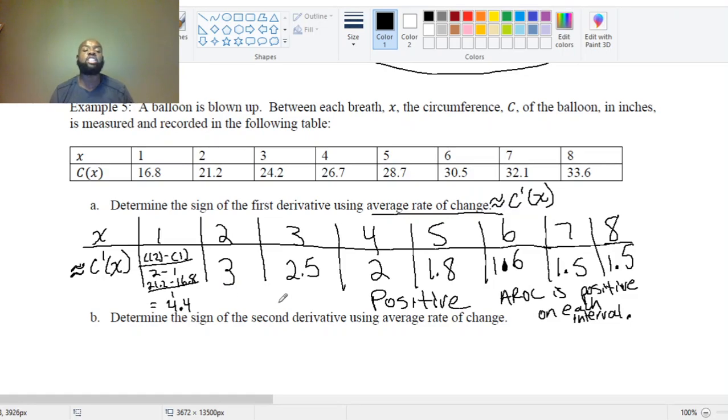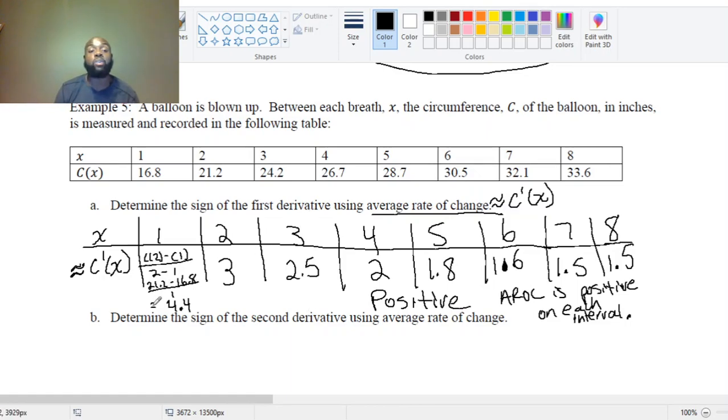In part B, it says determine the sign of the second derivative using average rate of change. And that's why I really did this chart here using average rate of change. Because if I know an estimate for the derivative at each of those points, the 4.4, the 3, the 2.5, and I want to know something about the second derivative, all I have to do is look at whether the first derivative is increasing, decreasing, or neither, in order to tell me whether my second derivative is positive, negative, or 0.